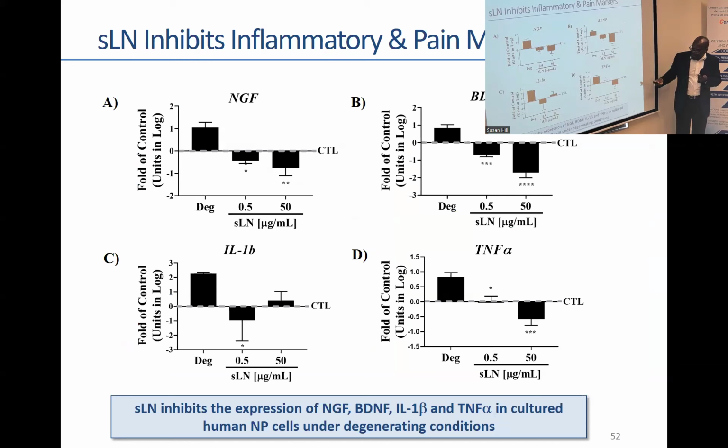And this is again by Dr. Michael Grant, and to cut a long story short, he found that you get stimulation of NGF, and you can shut it down with Lincoln. Another player in pain is BDNF, and you also see TNF-alpha and interleukin-1. You can shut them down. This is just an in vitro study.